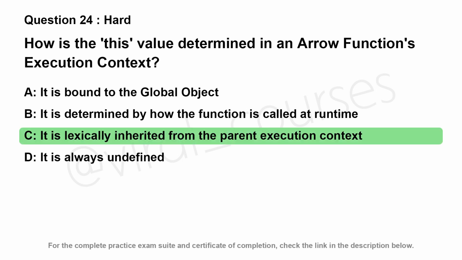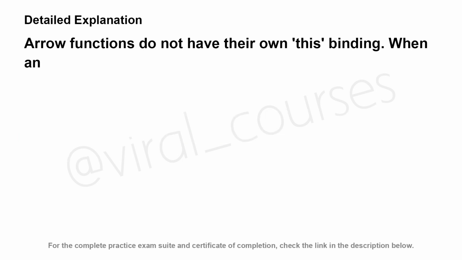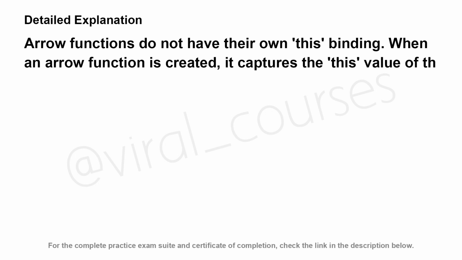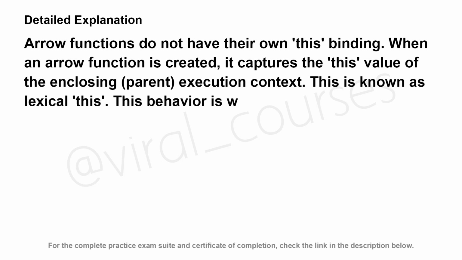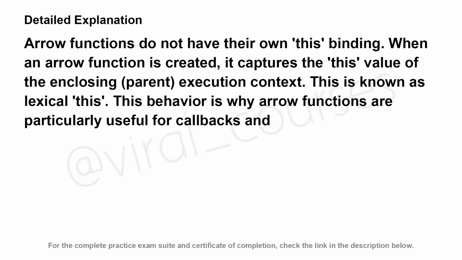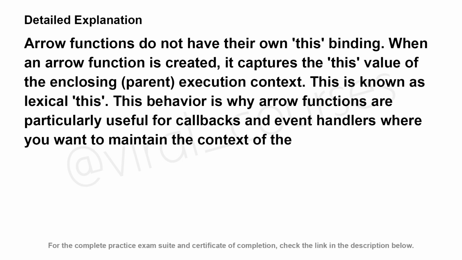The correct answer is C. Arrow functions do not have their own this binding. When an arrow function is created, it captures the this value of the enclosing parent execution context. This is known as lexical this. This behavior is why arrow functions are particularly useful for callbacks and event handlers where you want to maintain the context of the class or outer function.